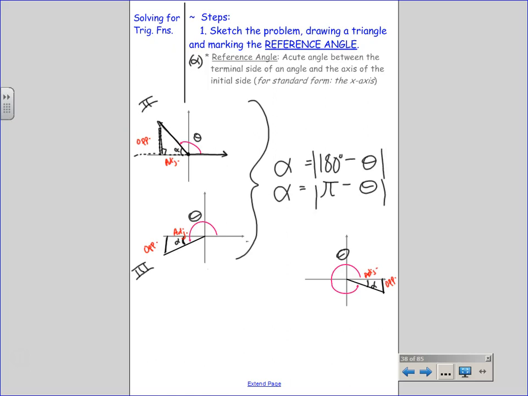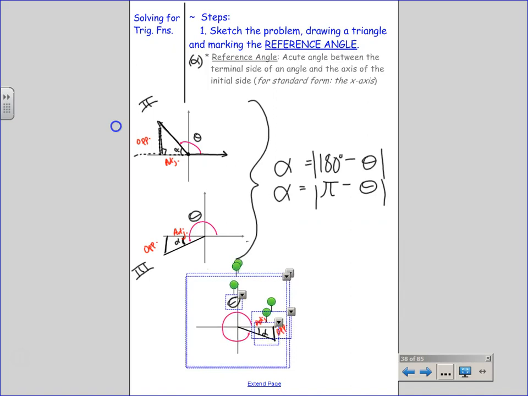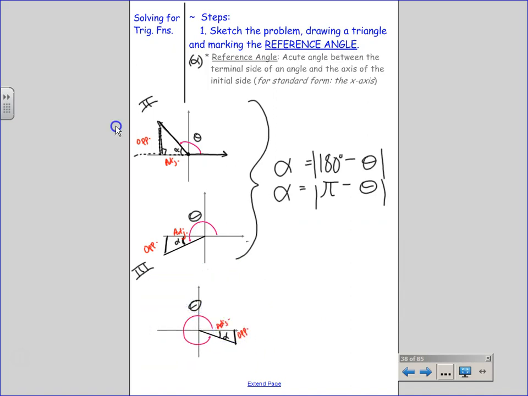If you're in quadrants 2 or 3, you're close to 180, which is your horizontal angle. Just subtract the two and make it a positive number. That's your reference angle. But if you're in the fourth quadrant, you're not close to 180 anymore.